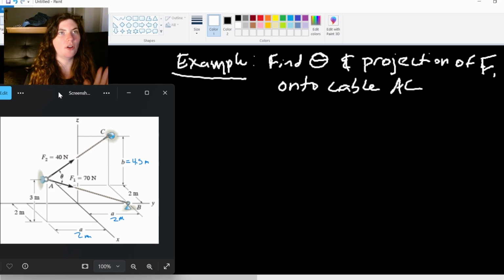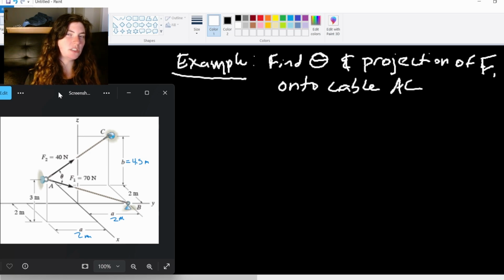Now, it didn't come with all of the dimensions written in, so that way you can change the dimensions and make the problems different. But the A value is going to be 2 meters, and the B value that you see in the image is going to be 4.5 meters, which I have written in there. So what they're asking for with this image is to find the angle theta between F2 and F1, as well as finding the projection of F1 onto cable AC.